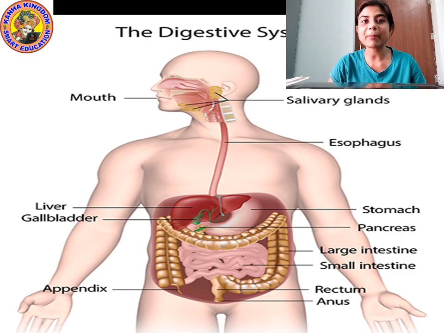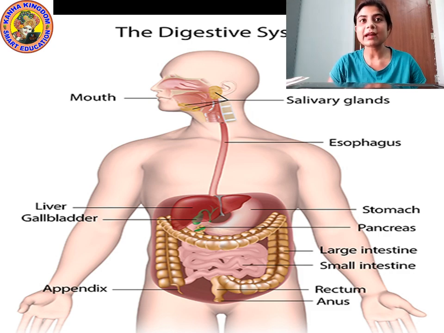And then there is the appendix. The appendix is a small organ inside our body which does not have any function in the human body. Understood? But in animals, it helps in the process of digestion.